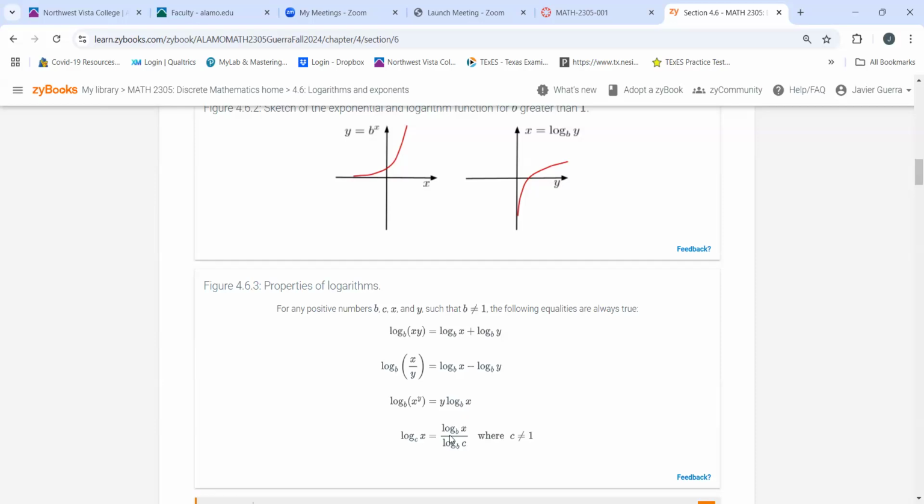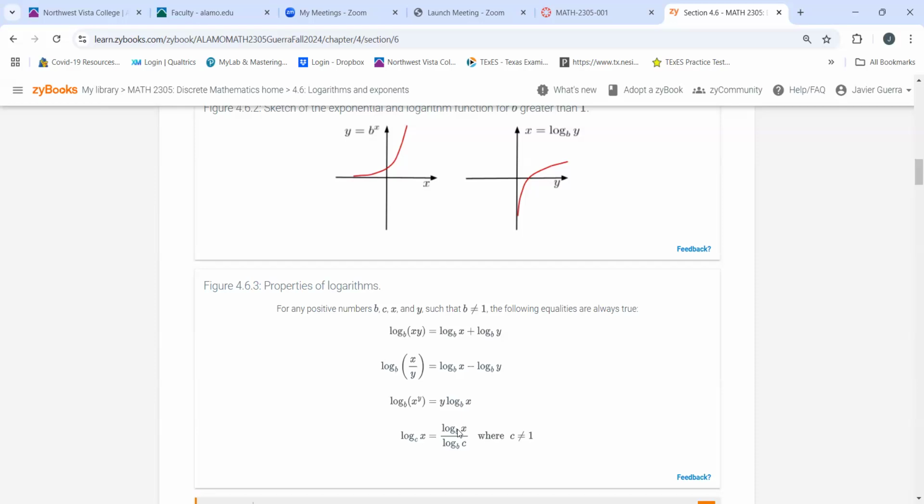The last one, we use in case your calculator does not have the function. This is called a change of base. Your calculator may not have the function to compute logs with a different base other than ln or base 10. If you don't have that function in your calculator, we use what they call a change of base formula. So you write it as log base b of x divided by log base b of c.